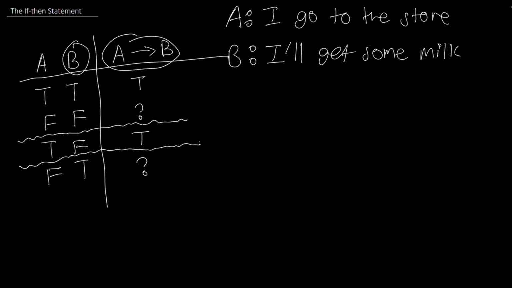Okay, so in this universe, if I go to the store, then I'll get some milk. Alright? And I went to the store. That's true. Statement A is true. But the problem is, I didn't end up getting any milk at all. Now, how could that be? This guy over here is true. If I go to the store, then I'll go get some milk. And I definitely went to the store. This guy over here is true. But how come I didn't get any milk?